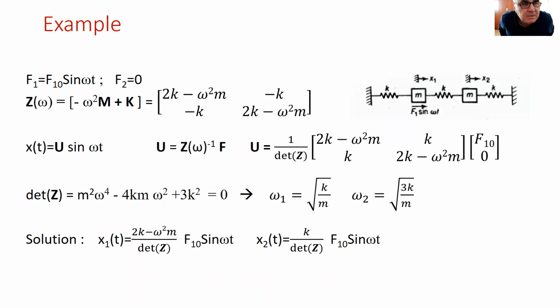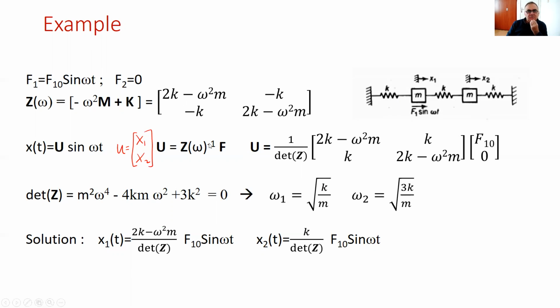Let me give you an example here. Let's say that you have a 2 degree of freedom system where the first mass is forced, the second is not. So F1 is F10 sine omega t, F2 is 0. The impedance matrix, minus omega squared m plus k, is the following matrix. Okay. You find again x from U sine omega t, let's say, U being, as we said before, x1, the amplitude of the first mass, and the second mass. U is equal to Z of omega inverse times F.